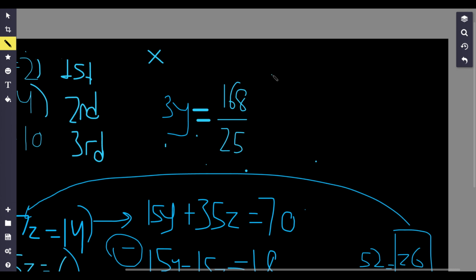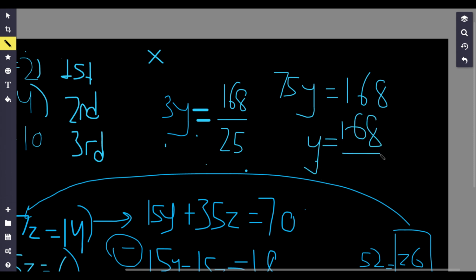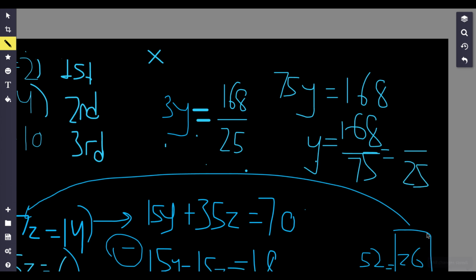Multiply both sides by 25. We have 75y is equal to 168. Divide both sides by 75. We get y is equal to 168 over 75. We can also simplify this: if I divide 168 by 3, I get 56. So this is equal to 56 over 25.